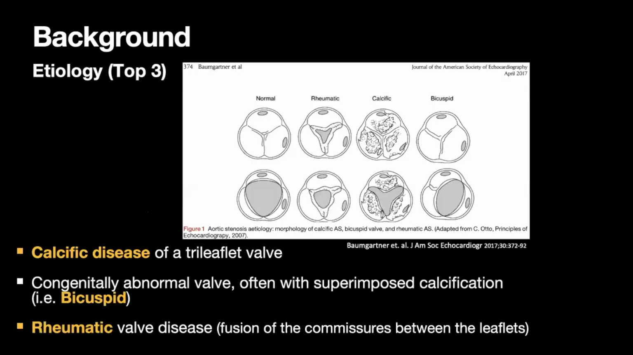This is an illustration from Baumgartner et al., which shows some of the different types of valve disease, the three most common types. On the left, we have a normal appearing valve. Then we have a rheumatic appearing valve with fusion of the commissures between the leaflets, a calcific valve, and a bicuspid valve.